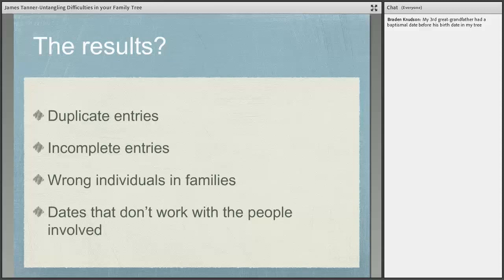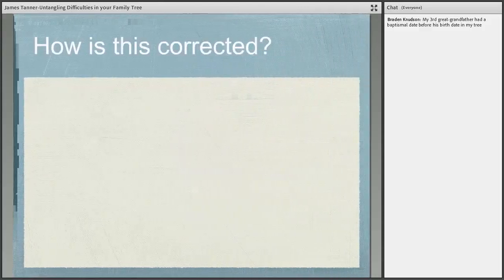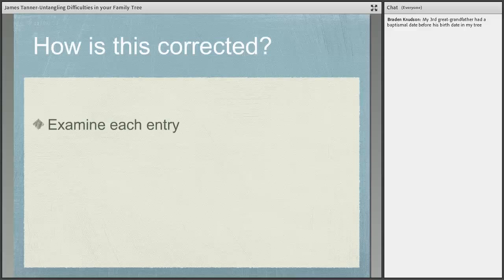And the typical problems that are observed are people that are having children before they were of the age that could occur, or children who were born after the death of either the mother or the father. So these are situations that are due to the fact that the dates that are provided there don't work with the people that are involved in the entries. So the question is, how is this corrected? How do we go about correcting all of these entries in the program?